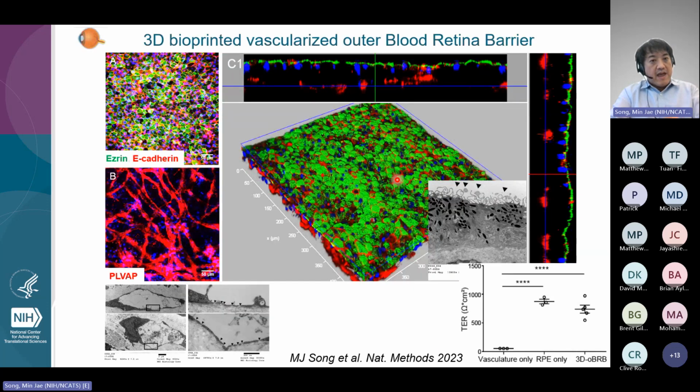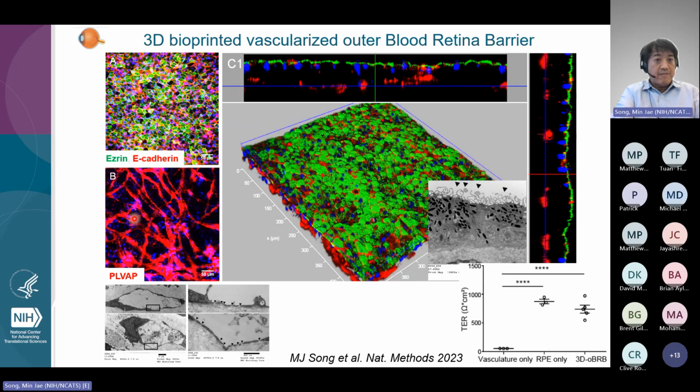So using this vascular bed, we added the RPE on the top, on the other side of the scaffold. And then we confirmed with different kinds of markers here. The left-hand side figure is ezrin. As you can see, ezrin is expressed on the RPE, and E-cadherin, which is a junctional marker of the epithelial cell, is expressed in the RPE as well. And when you see this expression on the apical side of the RPE, it provides the evidence of the polarization of this RPE as well.